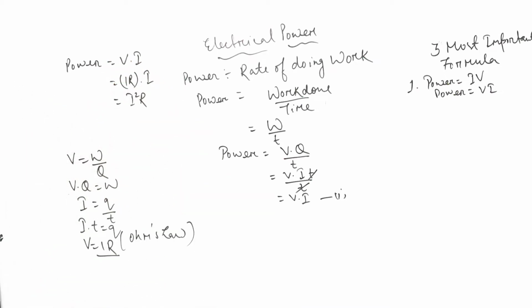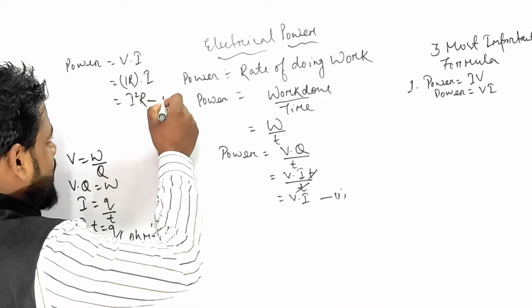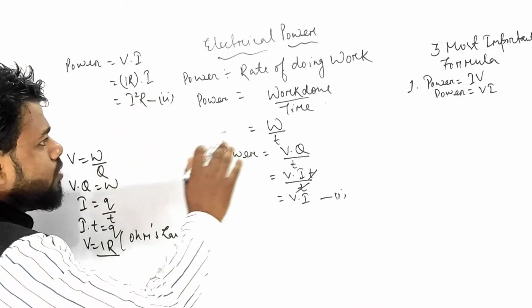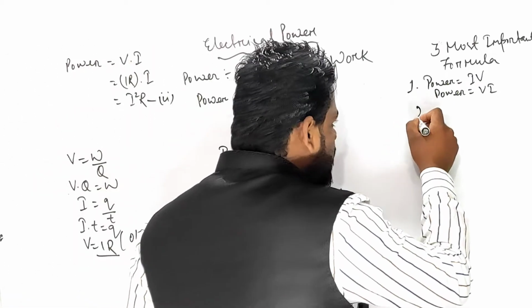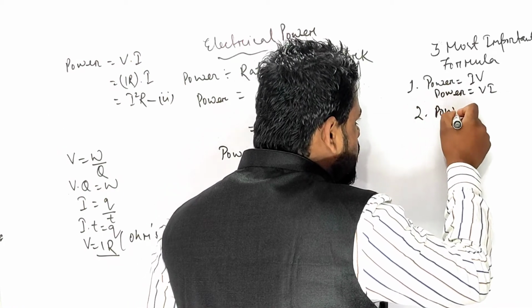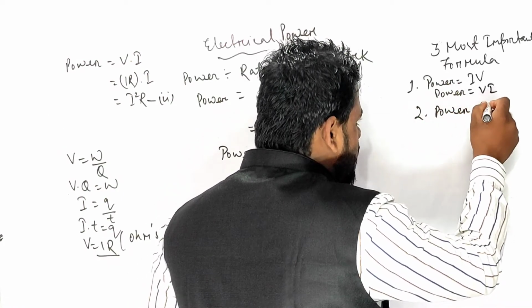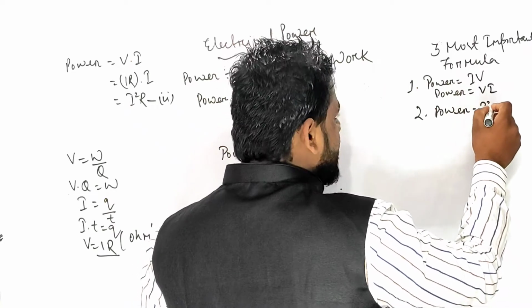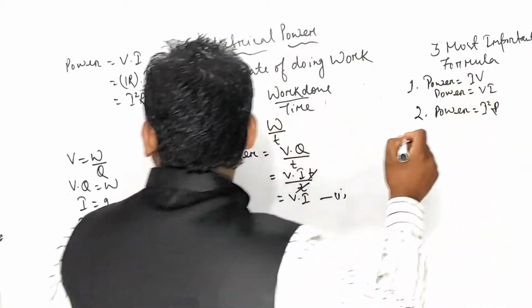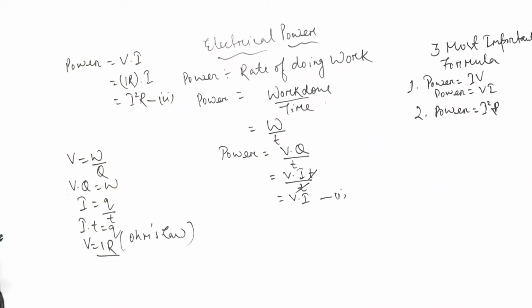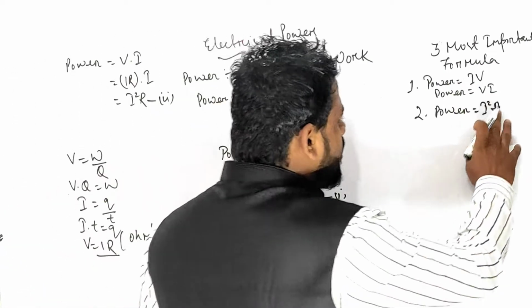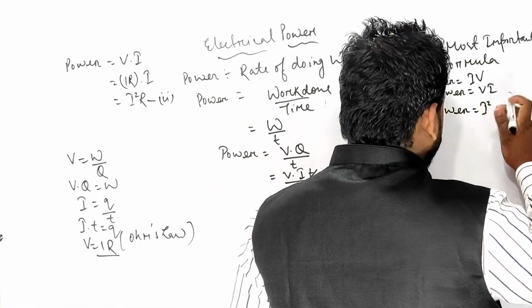This is known as formula number 2. Just see everyone, formula number 2 is power equals I square R. Is it clear everyone? Write it. Let me write it in a proper way.